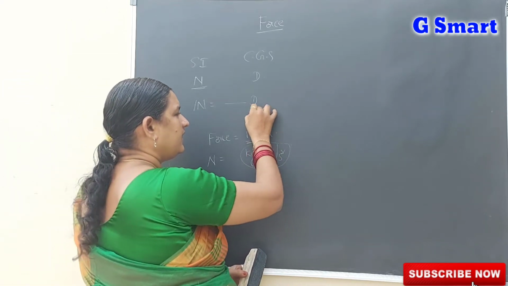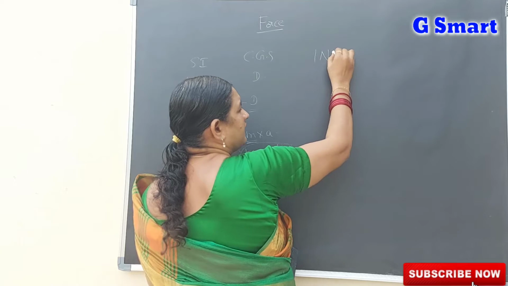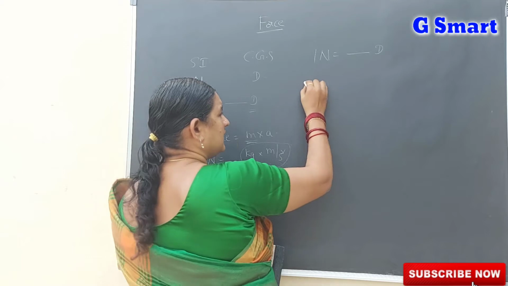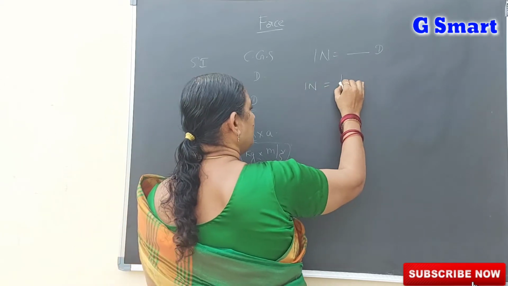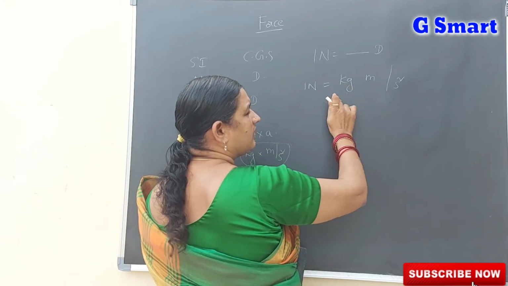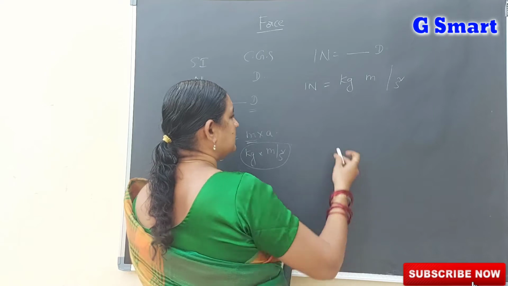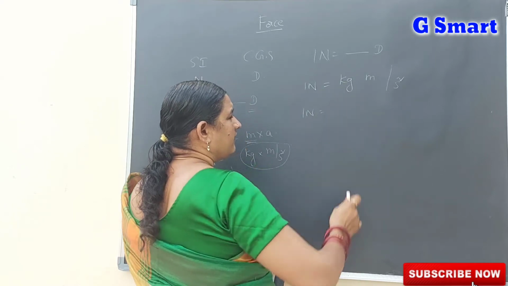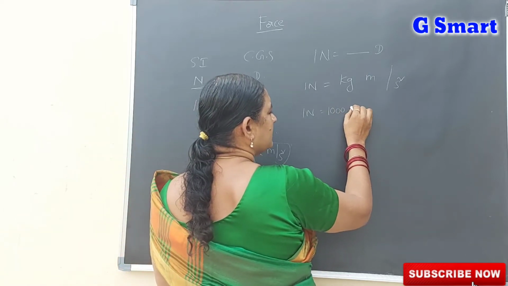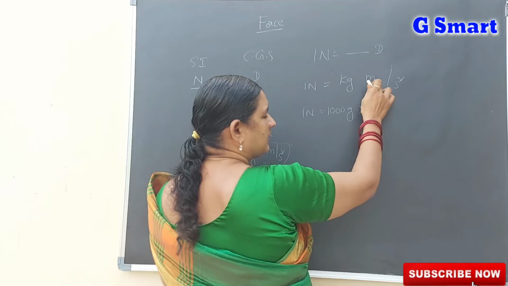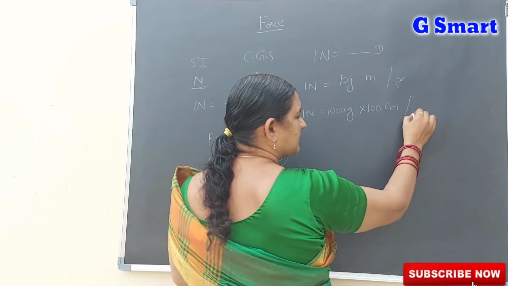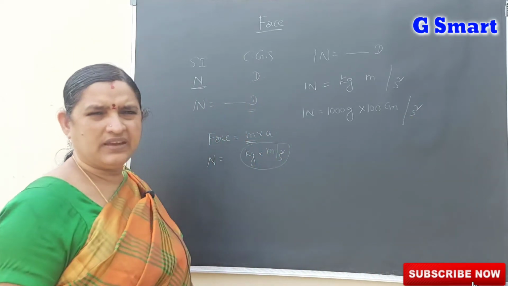Suppose we want it in dyne: 1 Newton is equal to how many dynes? How can we calculate? You already know that 1 Newton is equal to kilogram meter per second square. We have to convert all these units into the CGS system. 1 kilogram is equal to how many grams? We already know, 1000 grams. 1 meter is equal to how many centimeters? 100 centimeters per second square. There is no change in the unit of time in any system.